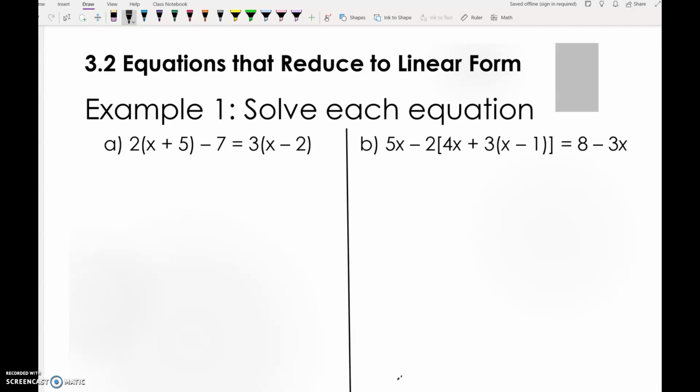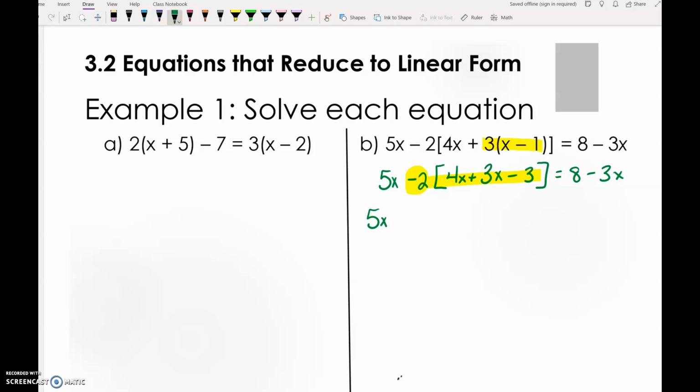So there's a whole bunch of grouping things in example B. Go to the middle, find the middlemost grouping. That'd be this 3 times x minus 1. Let's deal with that first. So that would be 3x minus 3. And then we can combine like terms, or we can go ahead and distribute. It really doesn't matter what we do next. I think just for ease, I'm going to distribute this -2 into everything inside this group.